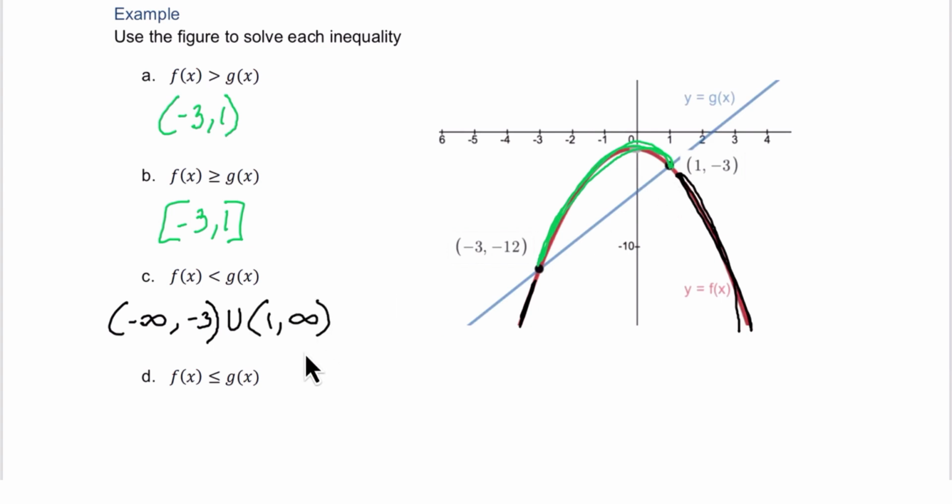Part D is extremely similar to part C, but now we have equal to. So we can include those intersection points at negative 3 and 1. Negative infinity to negative 3, bracket, we'll union that with 1 to infinity.